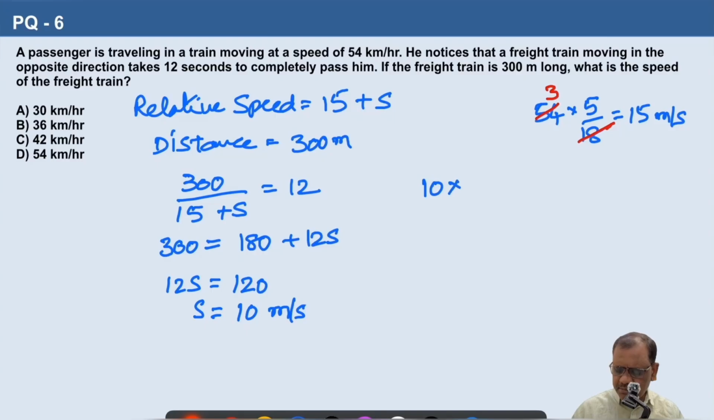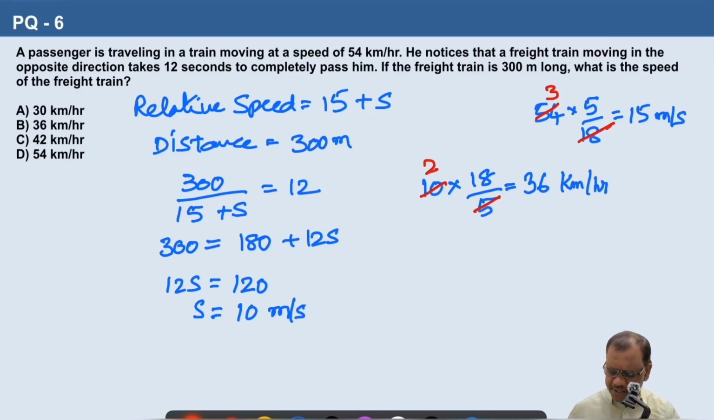So how to convert? Multiply with 18 by 5. By simplifying this, 5 2s are 10, what is remaining? 2 18s are 36. 36 kilometers per hour is the speed of the freight train. Option B is the correct answer.